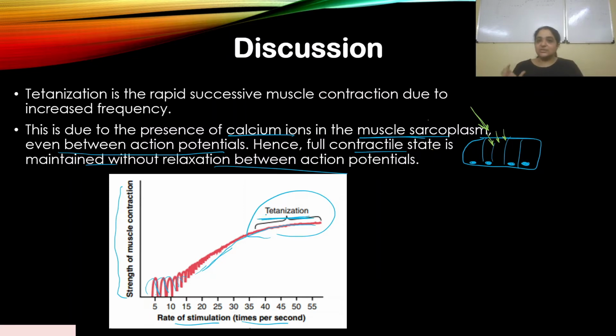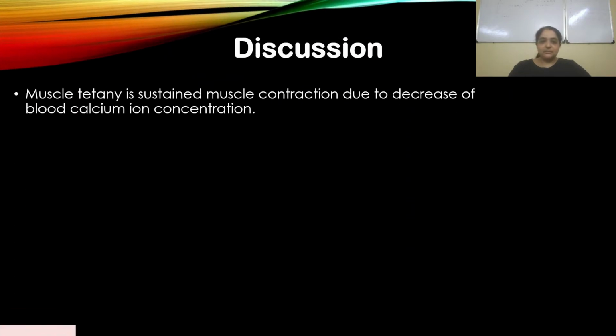Okay, this word is called tetanization. So we've understood tetanization now. Now muscle tetany. Muscle tetany is the sustained muscle contraction due to decrease of blood calcium ion concentration.